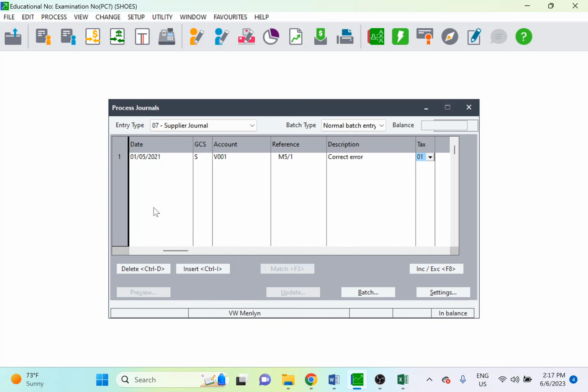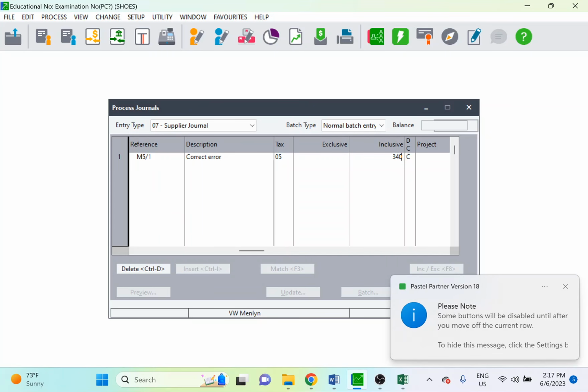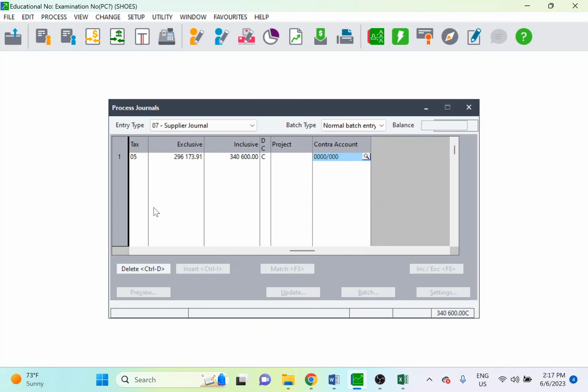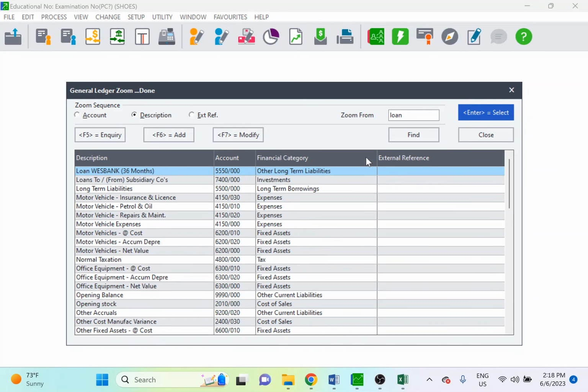Now under tax, we are dealing with an asset, so we're going to use 05 capital goods. The inclusive amount is 340,600, the price of the vehicle. You'll find it in your non-stock invoice, 340,600. Now the account affected, the contra account, will be loan, 5550 loan from West Bank.